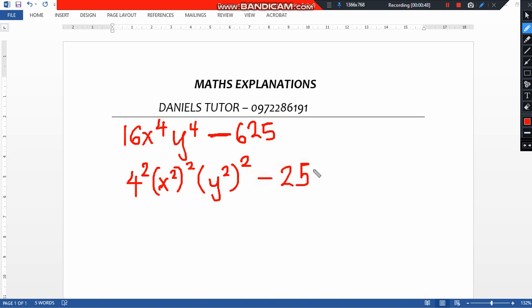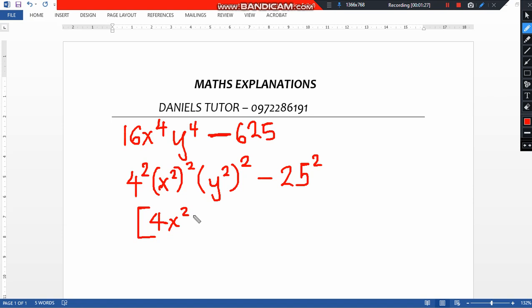So guys, if you're subtracting two numbers that have got square roots, all these numbers here have a square root. 16 has a square root of 4. X to the power 4 has a square root of x to the power 2. Y to the power 4 has a square root of y to the power 2. 625 has a square root of 25. So whenever you're subtracting two numbers with square roots, you just add the two square roots and subtract the two square roots.